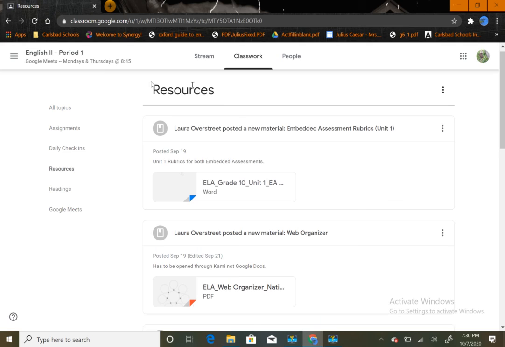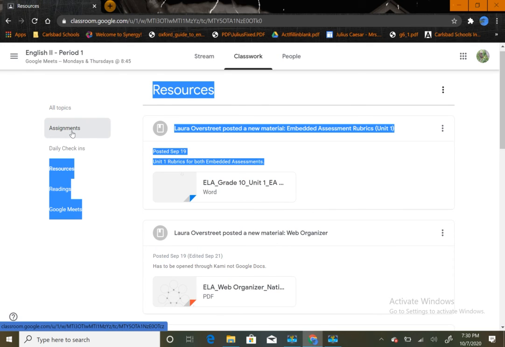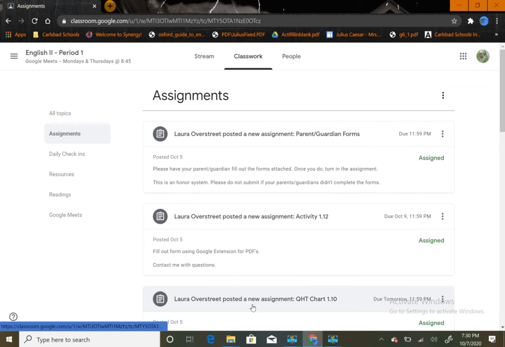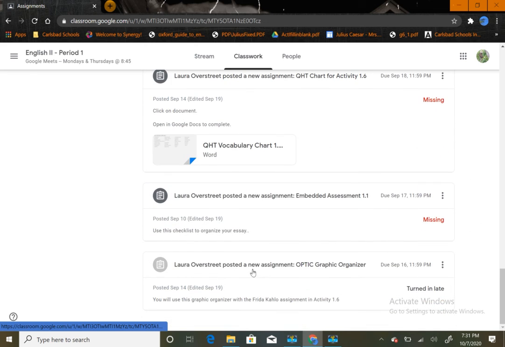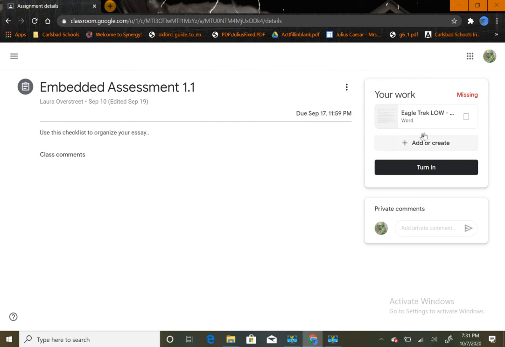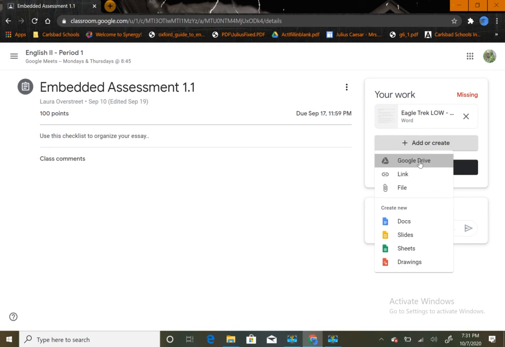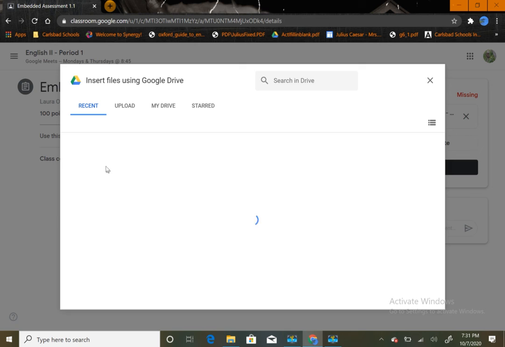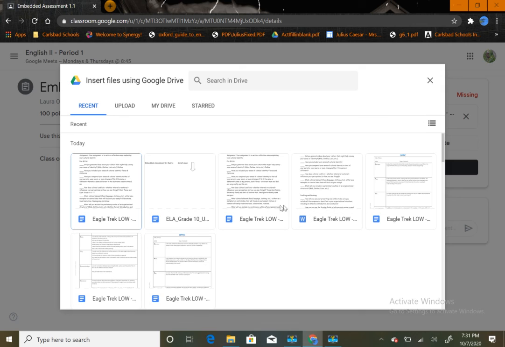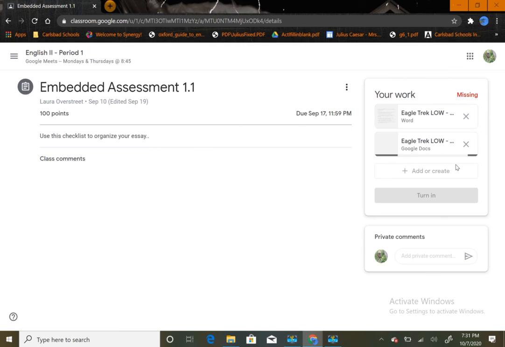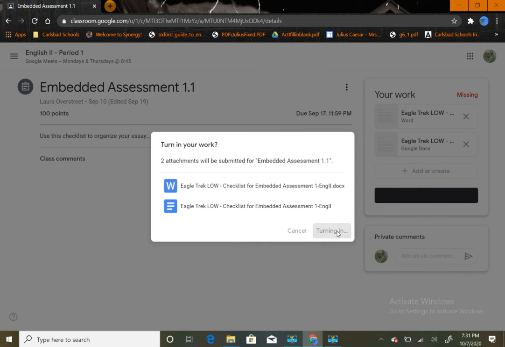Again, once you have it together, then, assignments. Then you're going to submit it. And the way that you're going to submit it is you will go here to add or create, Google Drive, find the document you were just using, which should be right here. It's one of the first two documents. So actually it's, yeah, that one. I'm going to insert it, and then I'm going to turn it in. It'll ask for both of those, yes, and turn it in.